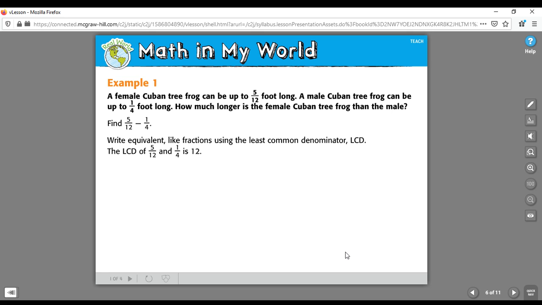Okay, so today is, again, a very similar lesson to the other day. It's going to be subtracting unlike fractions. Again, very similar, you're just subtracting. But we have to make sure that the denominators are the same.